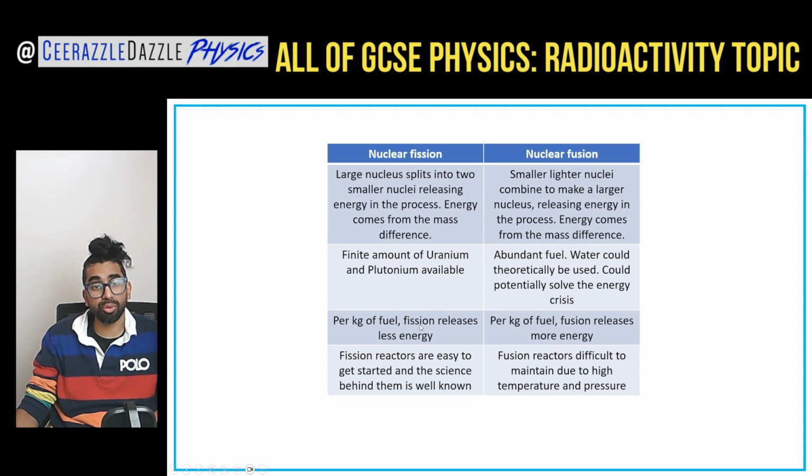Per kilogram of fuel, fission releases less energy. Per kilogram of fuel, fusion releases more energy. Fission reactors are easy to get started and the science behind them is well known. Fusion reactors are very difficult due to the high temperature and high pressure.